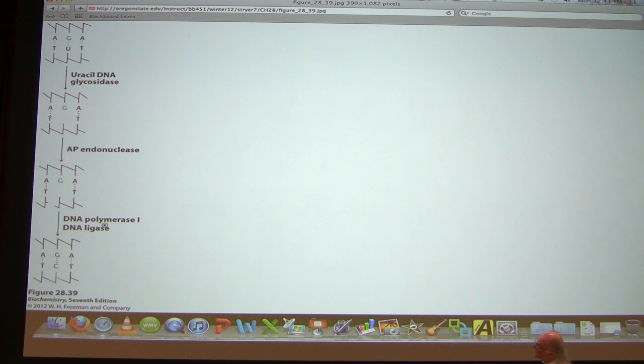Uracil N-glycosidase creates a missing base structure that is a target for an enzyme called AP endonuclease that basically clips the region out and allows DNA polymerase to come in and do its thing.